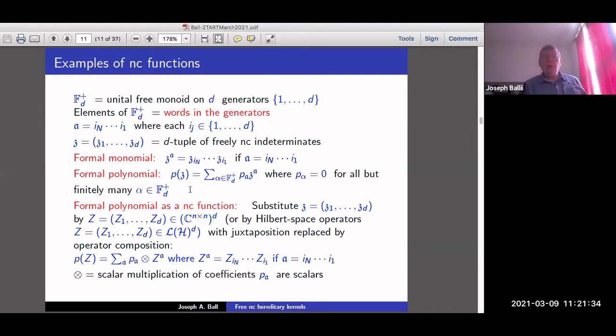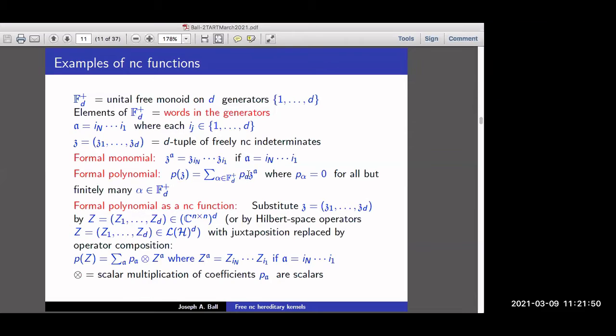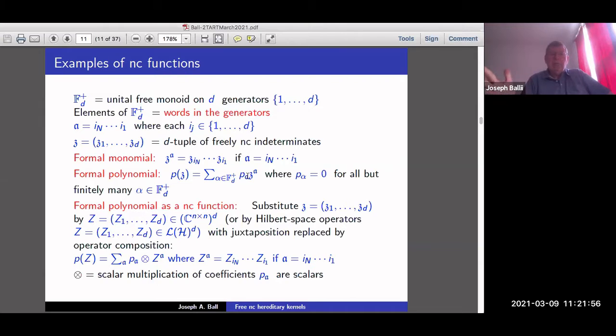Then a formal polynomial is a linear combination of monomials. And it being a polynomial means only finitely many of the coefficients are not zero. And here I'm thinking of the coefficients as complex numbers, but they could be whatever you like, operators on some space, or usually some linear space. Then a formal polynomial is a non-commutative function.